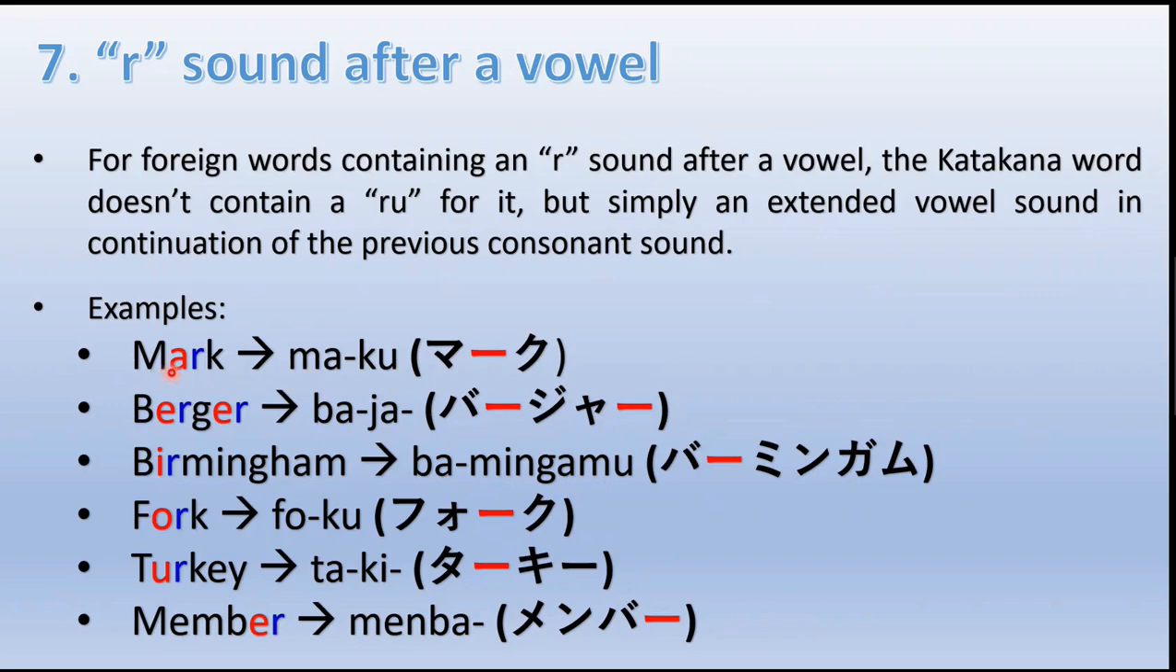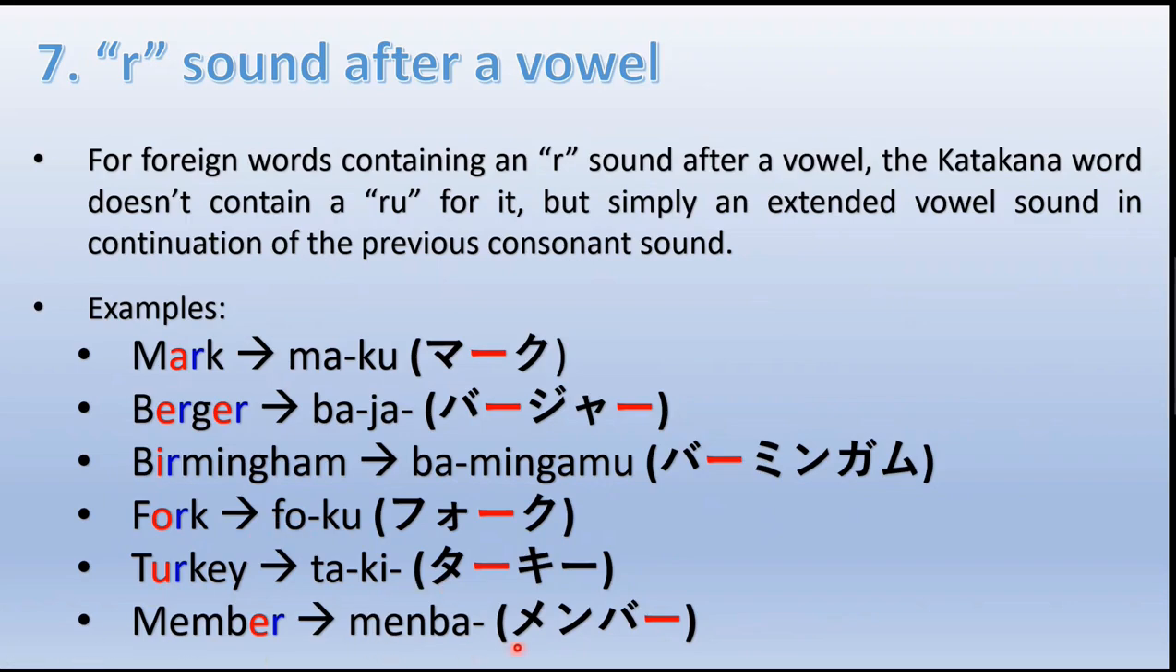As we see here, A is a vowel, and after that we have R. In such a case, the R sound will get extended and there will not be any alphabet for ra in the Japanese word. So mark becomes maku. Berger becomes Bajar. Birmingham becomes Birmingham. Fork becomes Foku. See here, F-O-R-K. This is a vowel and it is followed by R. So here we have O followed by an extended sound for O. So fork becomes Foku. Turkey becomes Taki.